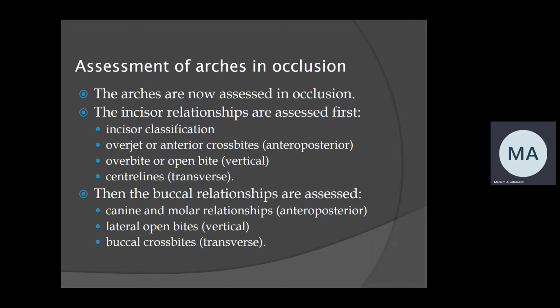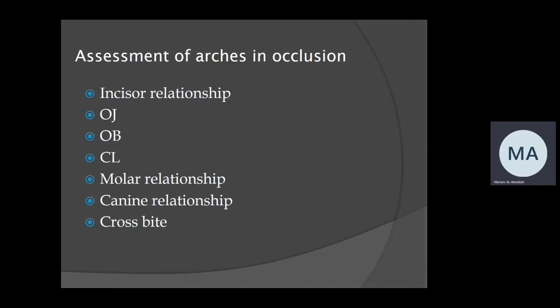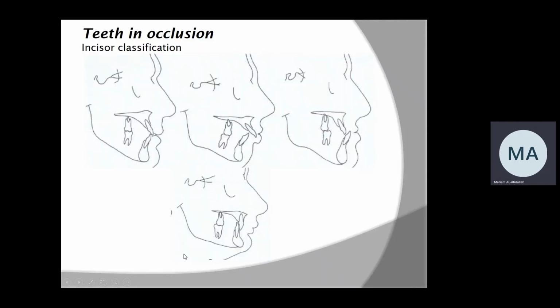to check the incisors classification, overjet, overbite, center line, and then I look at the buccal segment, and then I assess the molar relationship, canine relationship, any open bite in the posterior segment, or any cross bite affecting the posterior segment. So this is what you need to record in your examination form: incisors classification, overjet, overbite, center line, molar relationship, canine relationship, cross bite, if present.